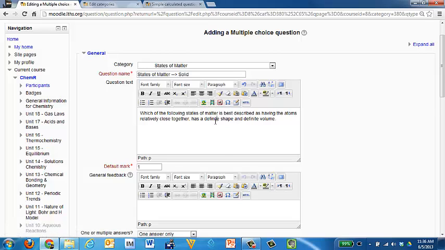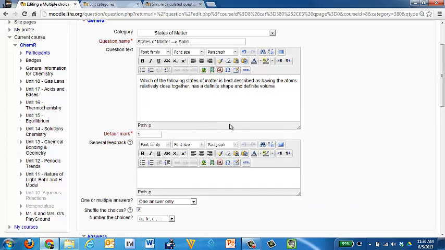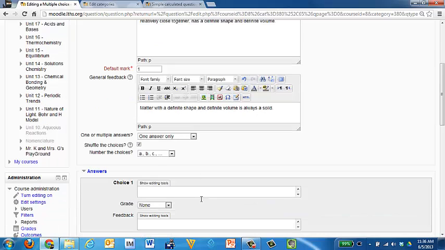All right, so we've got that. General feedback for this question: Matter with a definite shape and definite volume is always a solid. Now here's where it's a little bit different. You could have one or multiple answers. So here we only want one answer because the only possible answer we're going to have is solid.